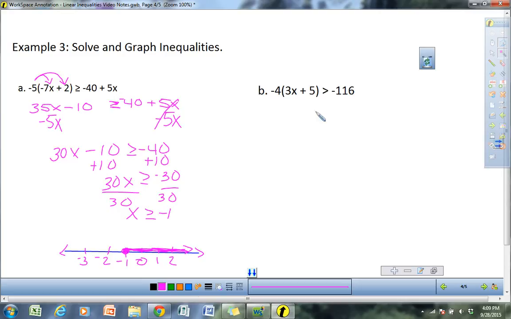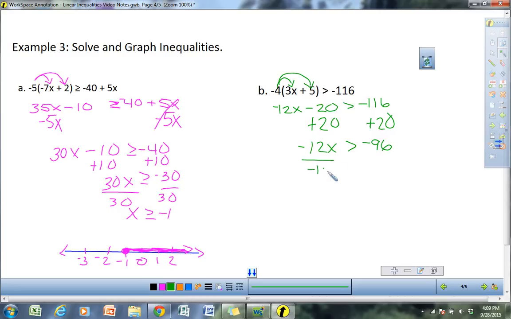And now over here, let's change the color up a little bit. We have -4 times 3x is -12x. -4 times 5 is -20. Is greater than negative 116. I have to add 20 to both sides. Add 20. I get negative 12x is greater than negative 96. So I divide by negative 12.